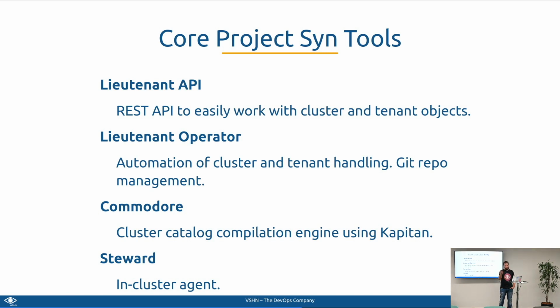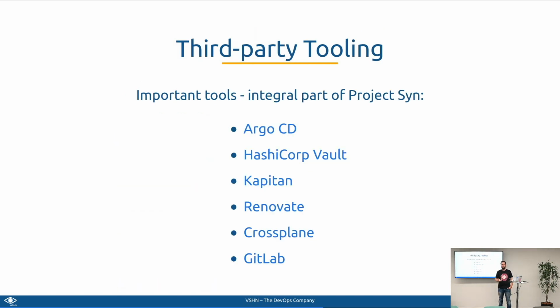And we also use a lot of third-party tooling. For example, Argo CD. Without Argo CD, the whole process wouldn't work. Also, Vault is very important to store secrets in a secure fashion. And Kapitan is used to do the hard work of actually generating the configuration. We are also using Renovate, and we are experimenting with Crossplane for automated service provisioning in the cloud, but that's just in the experimental phase at this time.